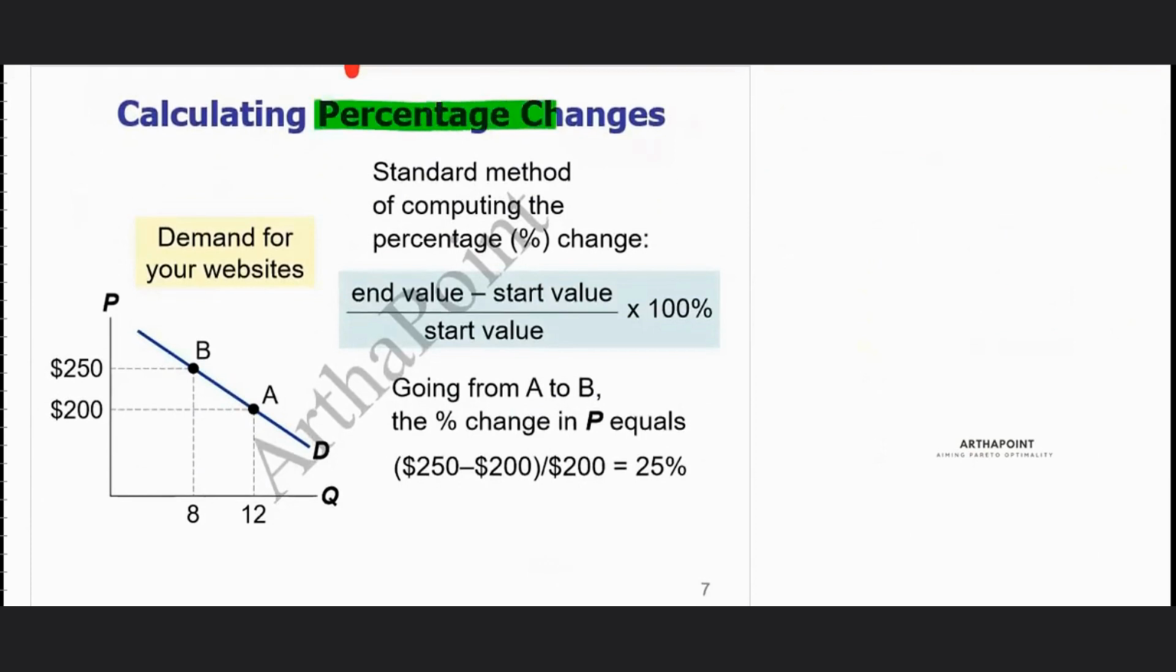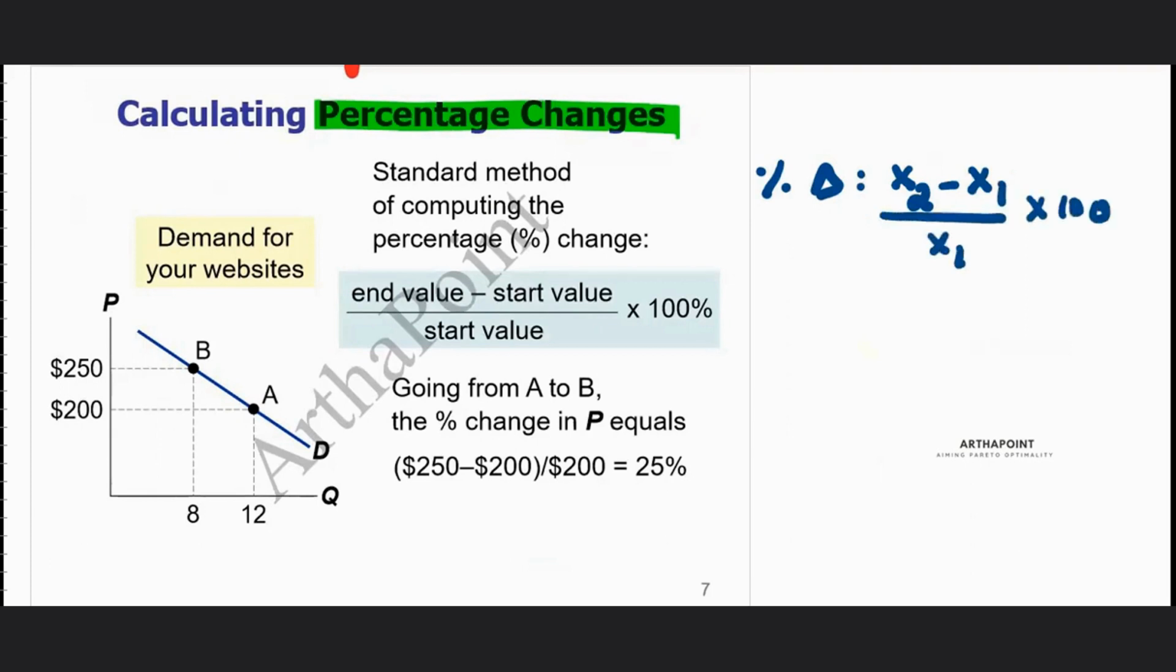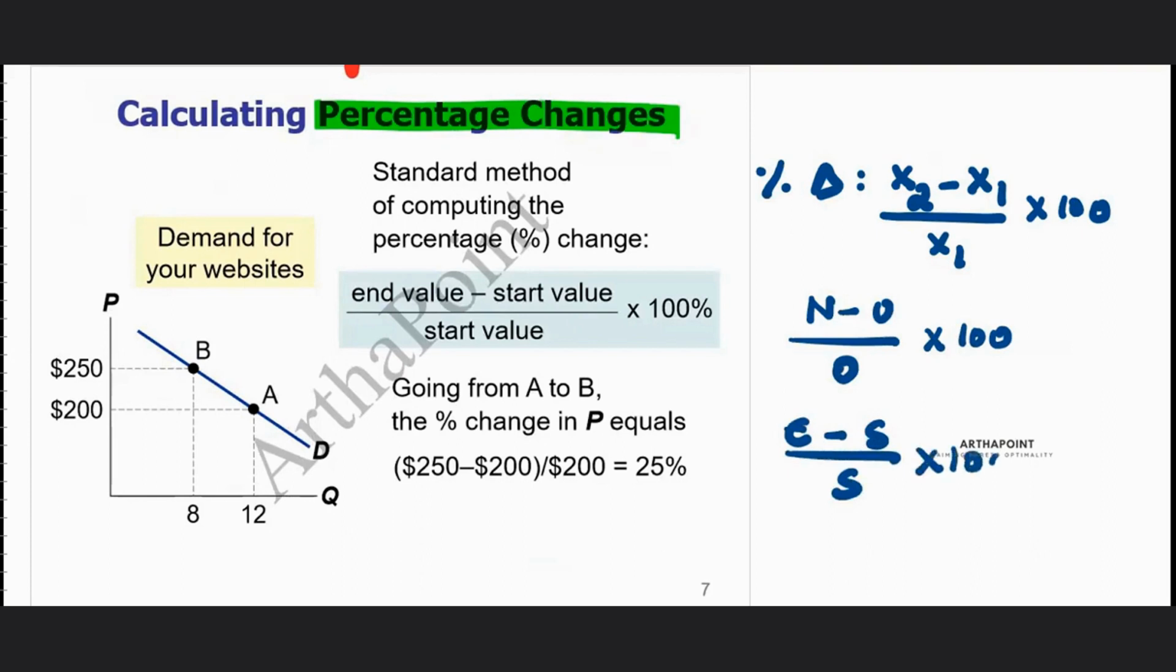Calculating percentage changes. If you ask me, how will I find percentage change? Percentage change is always found by new value minus old value upon old value into 100. Please remember this: new value minus old value upon old value into 100. Alternatively, you can say end value minus start value upon start value into 100. This is how you can find percentage change.